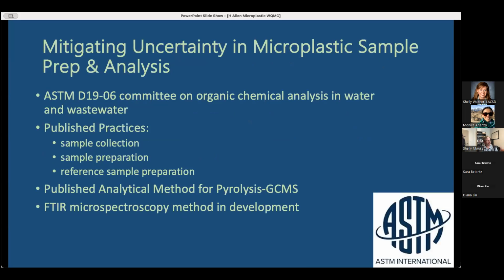It's just our plug for ASTM. We have a sample prep method. We have a matrix spike method. And we have some sample collection methods. And finally, now there's a pyrolysis GCMS analytical method that was published. There's an FTIR method that Scott has worked on in draft. I don't know the status of that, though. That's being worked on.